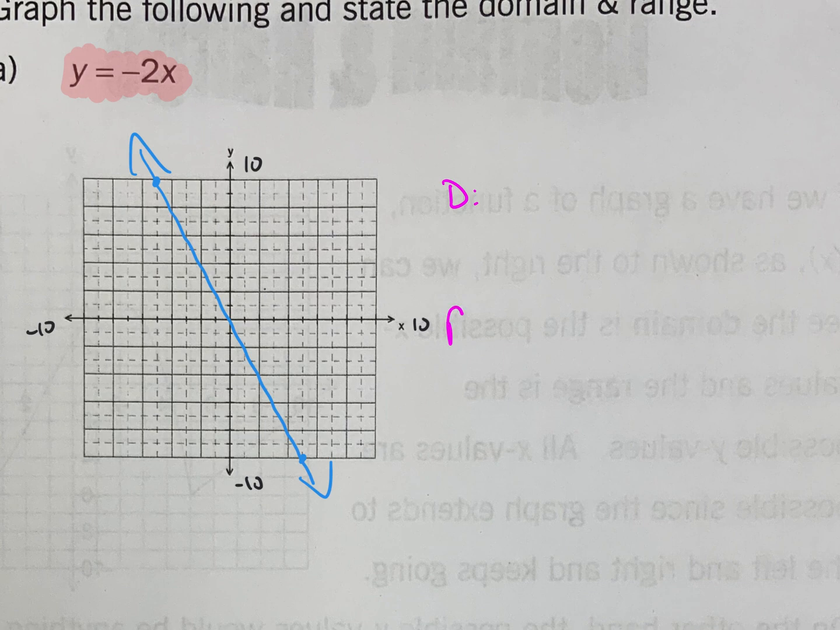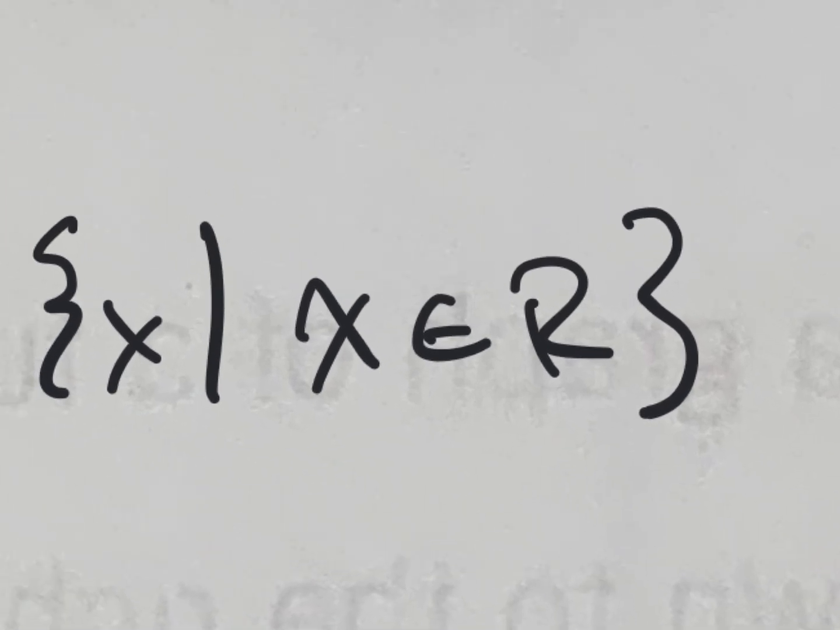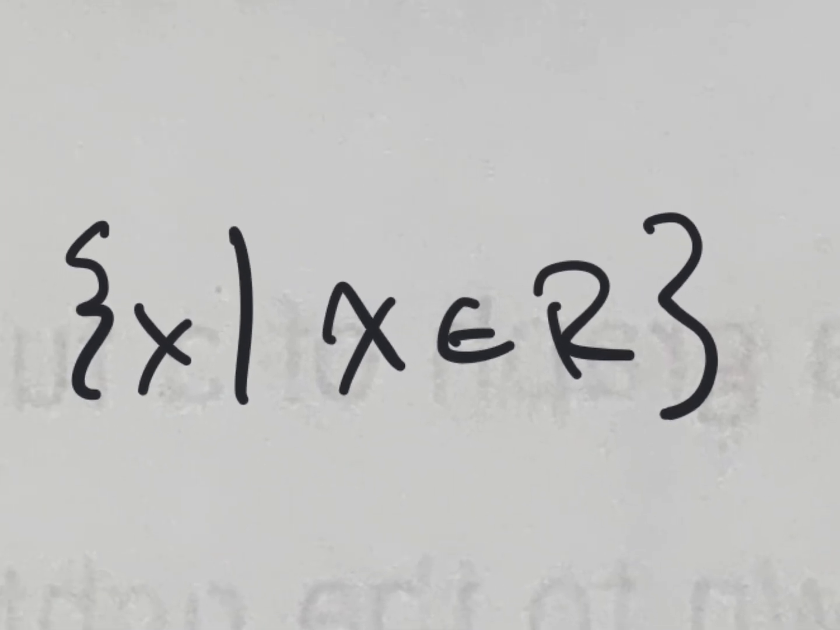The domain will be, well, let's think about this. Is there any restriction on what x can be? No, because it keeps going to the left and it keeps going to the right. And the domain's about the x values. So the domain would be, in set notation, the set of all x's such that x is an element of the real numbers. What does that mean? That means that x can be any real number.